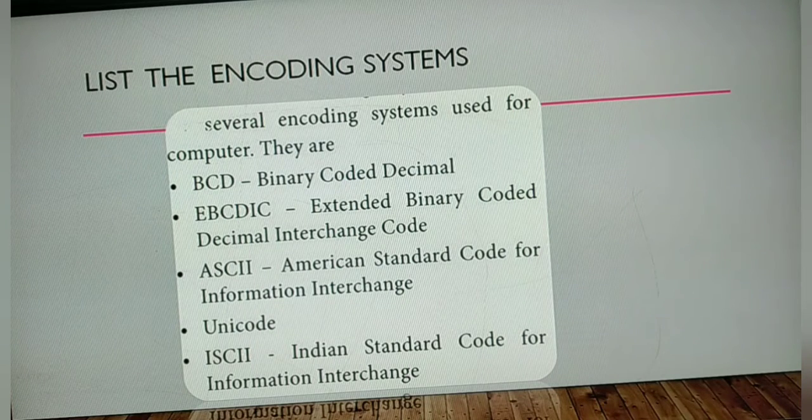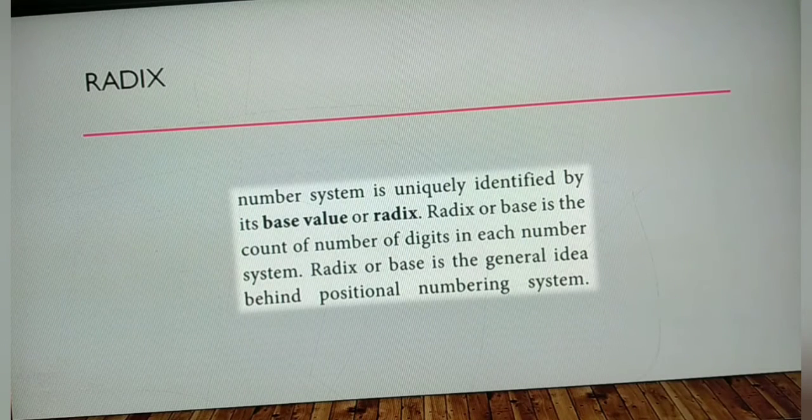Then next we are going to see the part 3, that is your short answer. First question is, what is the radix of a number system? Give example. For this you people have to move in your book page number 16 to the left top first para. That is your first para you people will be having. You have to mark this. To the next line you people will be having few examples. Mark that also. So number system is uniquely identified by its base value or radix. So radix or base is the count of the numbers of digits in each number system. Radix or base is the general idea behind positional numbering system. You have to mark up to this.